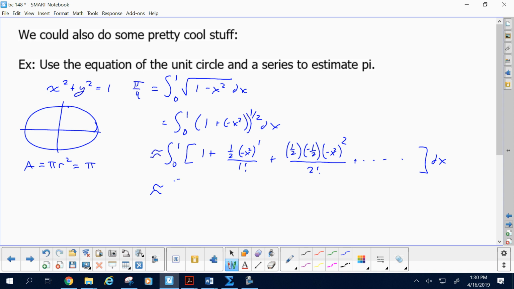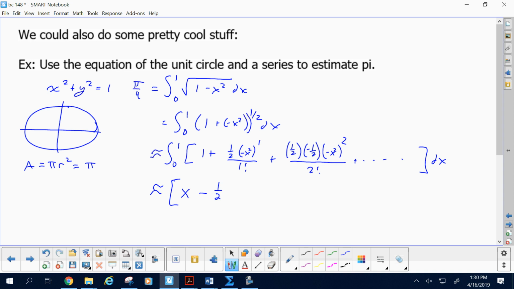Go for it? Okay, what's the antiderivative of 1? X. All right. Now that's a negative to the first power, which is negative. So the negative will stay, the half will stay, the 1 factorial I'll dump. What's x squared?